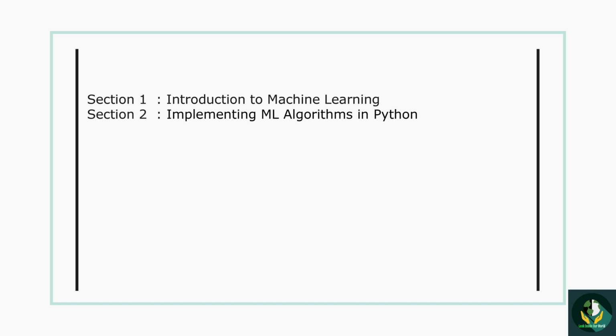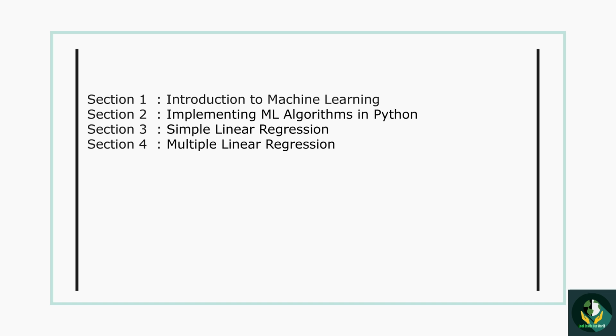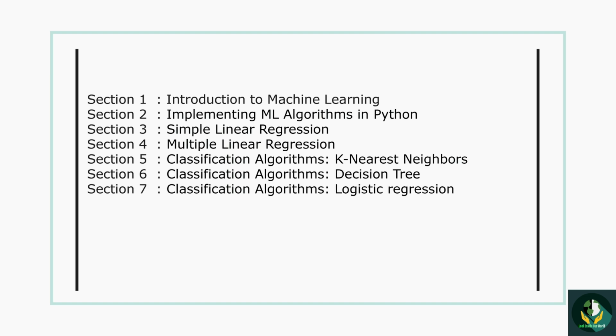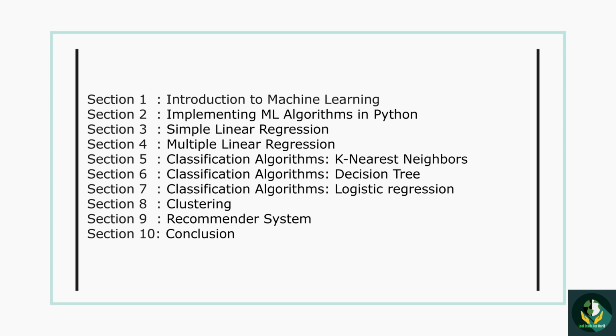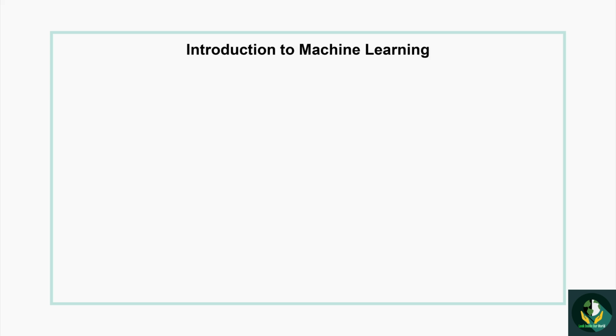This course is divided into 10 sections. We'll be going through these sections one by one. The first is an introduction to machine learning. In this section, we will learn about the fascinating world of machine learning. After that, we will study 4 practical machine learning algorithms, which are regression, classification, clustering, and recommender system. Alright, let's now begin with our first section, which is an introduction to machine learning.